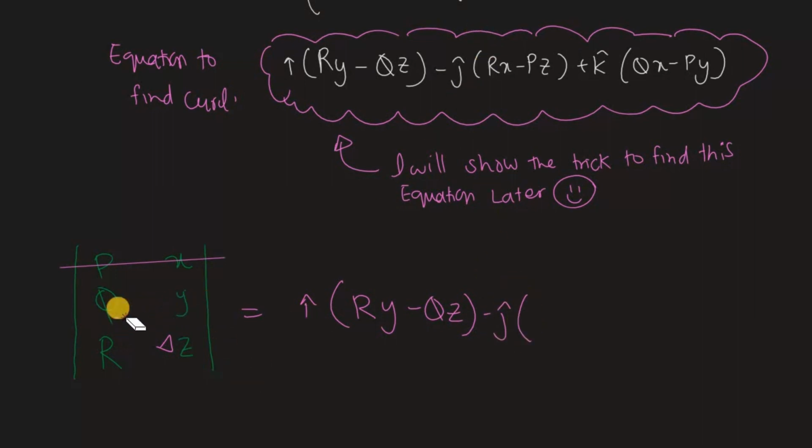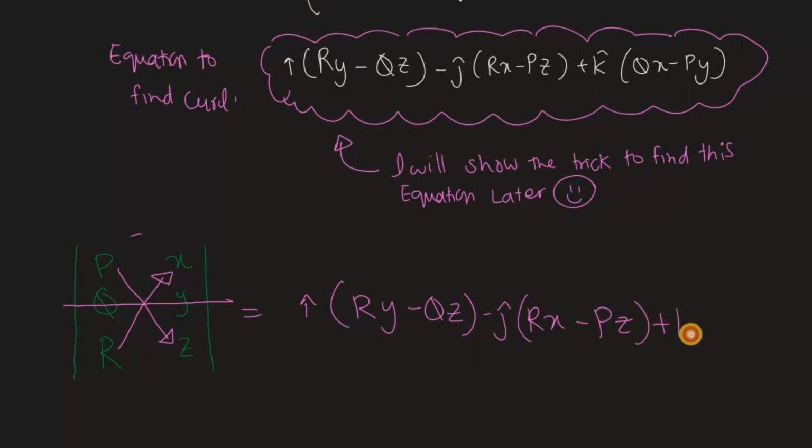Okay, so we are in the y direction. That means we are talking about the y component. That means we need to cross out the y component and the q, right? We need to cross out the q. And now working in the opposite direction of the determinant, which means multiplying this times this and then negative this times this. Okay, so r times x, negative p times z.